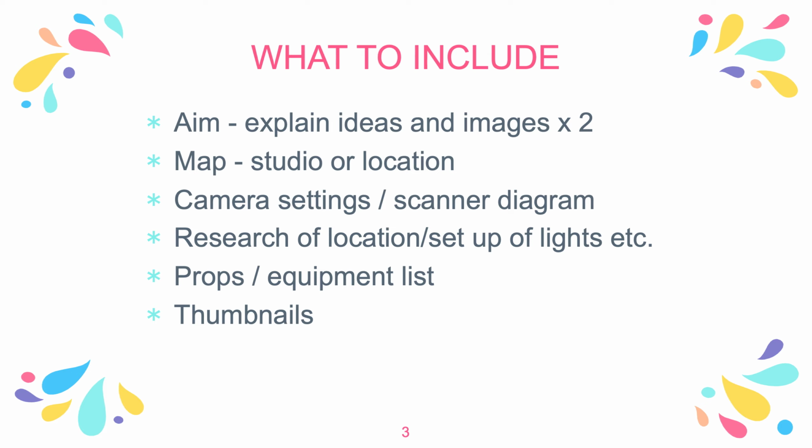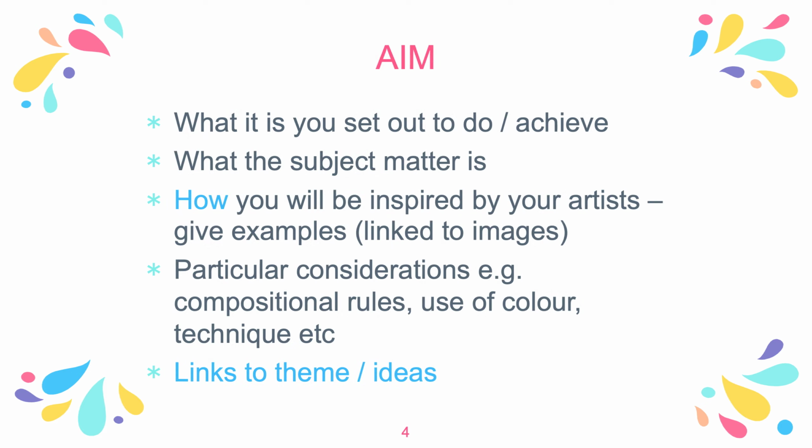So let's look at these in a little bit more detail. Your aim can't just be vague, it has to be specific. You can't say, for example, I'm going out to take photographs in the style of Christopher Thomas in Manchester, because it doesn't give enough information, it's too basic. So say what it is that you set out to do or achieve, what the subject matter is, so what in particular you're looking for, what you're photographing, how you'll be inspired by your artists.